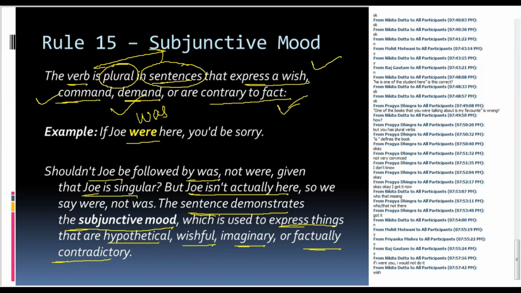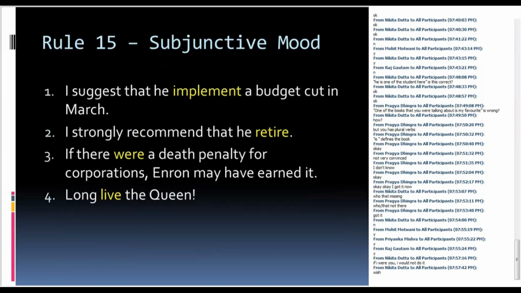I'll show you some more examples here. I suggest, it is what you want, right? I suggest that he implement, plural ho gaya na? It is subjunctive mood. That is what you want. I suggest that he implement a budget cut in March. I strongly recommend that he retire, plural. That is what you want. It is your command, demand.